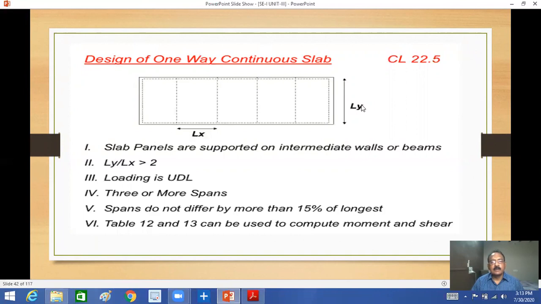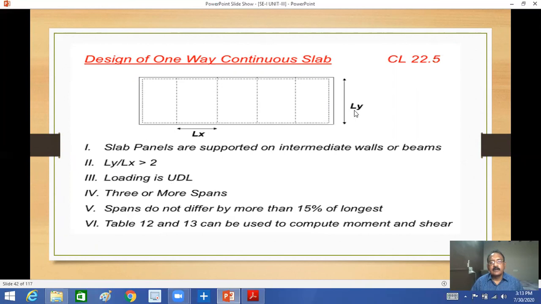Whenever Ly by Lx is greater than 2, this is a one-way slab. We are assuming there are 3 or 4 spans having uniformly distributed load, UDL. The spans do not differ by more than 15%, so each span is approximately within the limit of 15%.